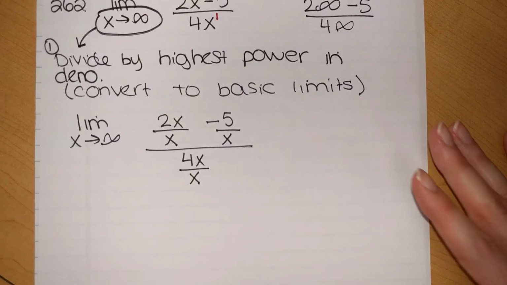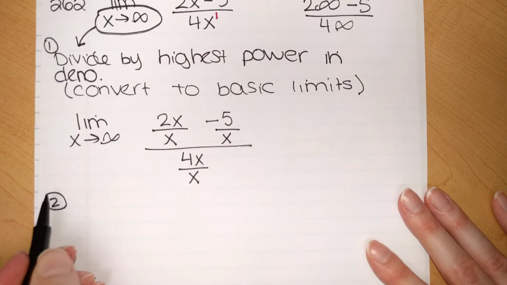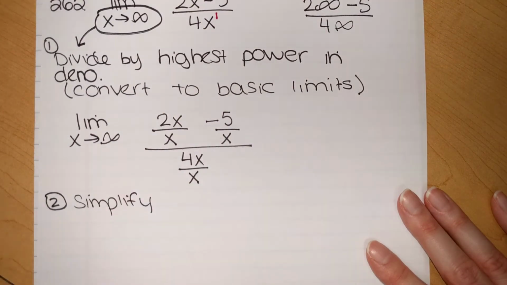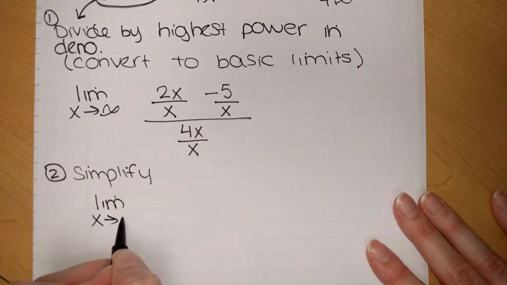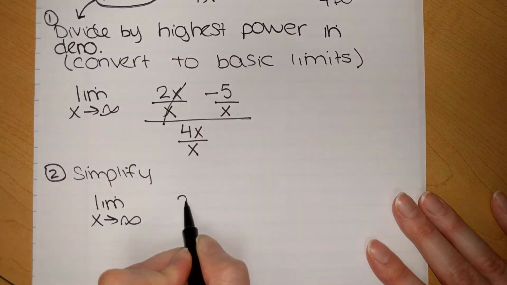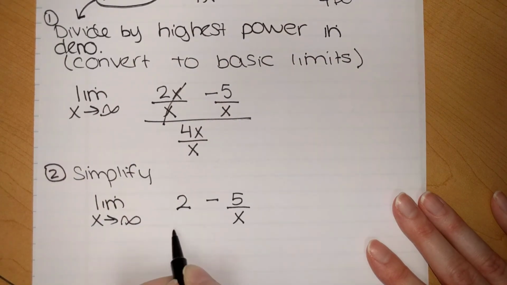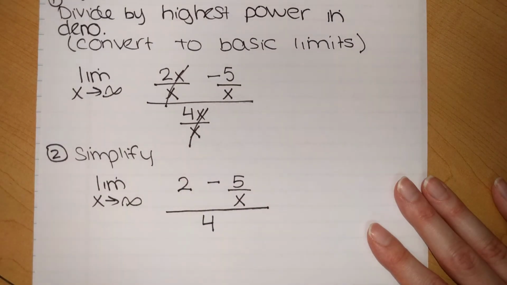Now, if it's not clear at the get-go, what I would do is make a separate step and say, let me simplify this, and then see what happens after I simplify. So simplifying, I had the limit as x goes to infinity. These x's cancel, so I have 2 minus 5 over x, nothing to simplify there, over the 4x, the x's cancel, and I have 4.